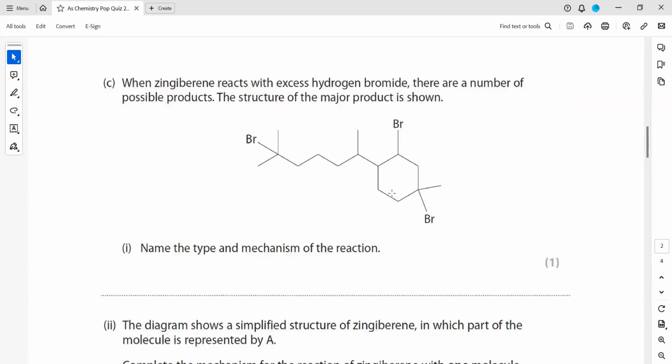When it reacts with an excess of hydrogen bromide, HBr, there are a number of possible products. The structures of the major products are shown.